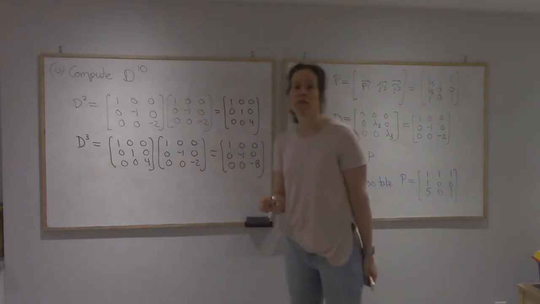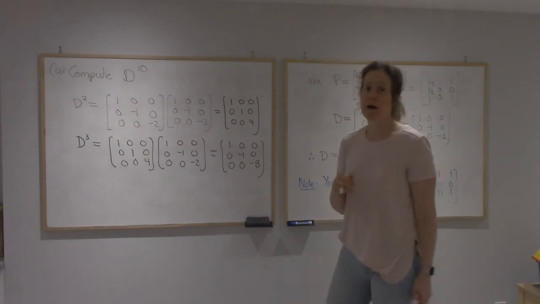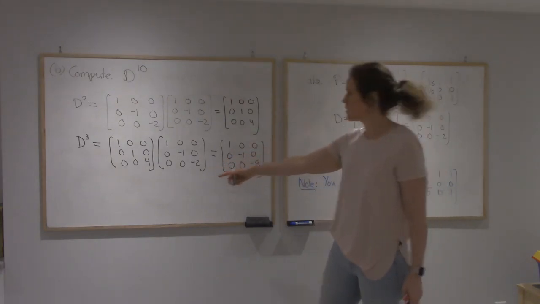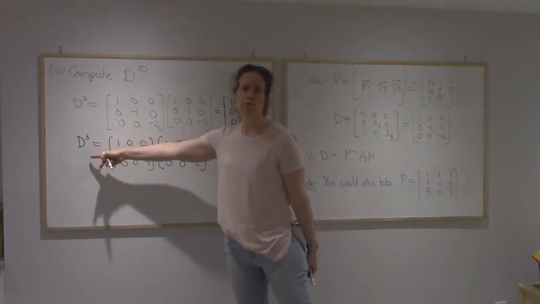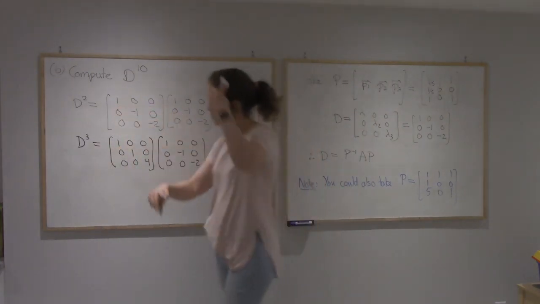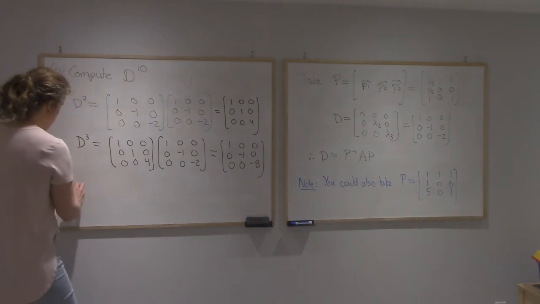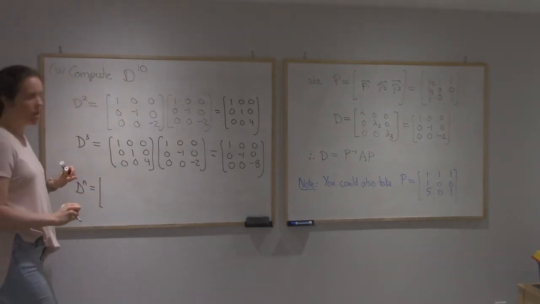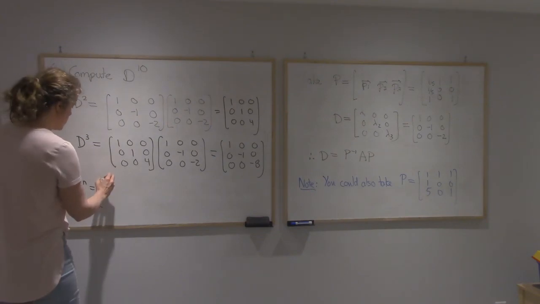All right, so at this point, I want you to see a pattern. I don't want to compute all these powers. In fact, if I was actually going to compute all these powers, I would probably compute D4, then D8, and multiply D8 by D2. But at this point, I want you to see that because it's a diagonal matrix, all these powers are particularly nice.